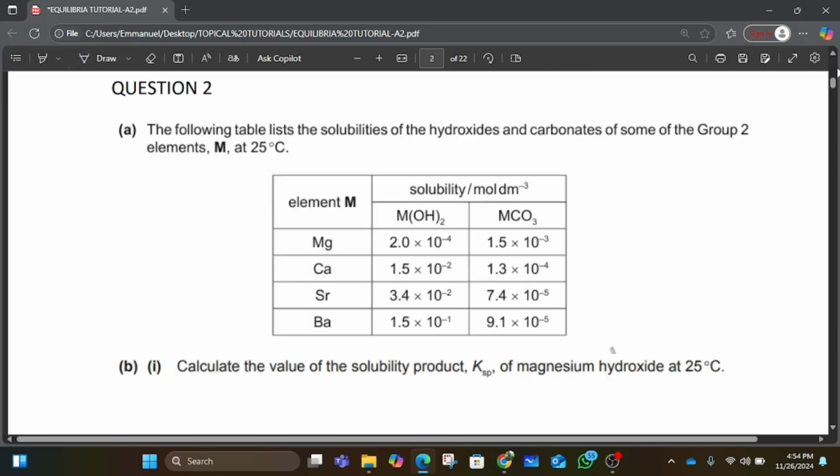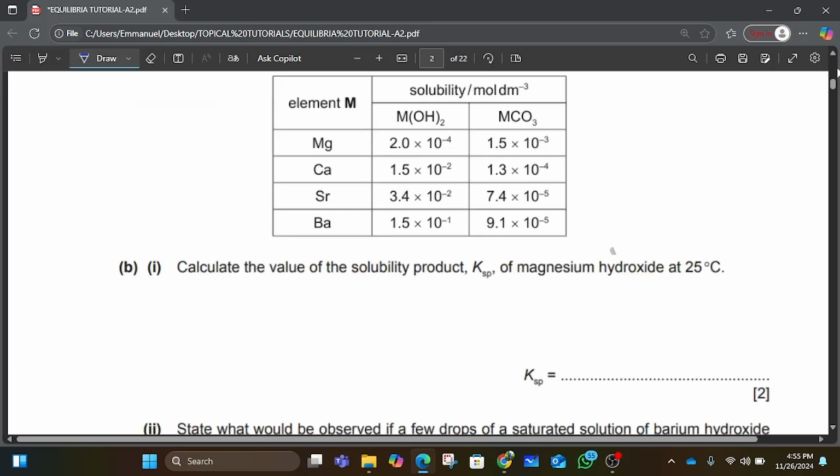Question 2. The following table lists the solubilities of the hydroxides and carbonates of some of the group 2 elements M at 25 degrees Celsius. B(i) Calculate the value of the solubility product, Ksp, of magnesium hydroxide at 25 degrees Celsius.